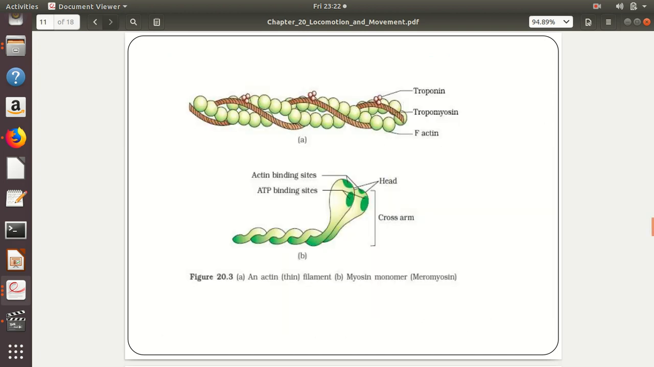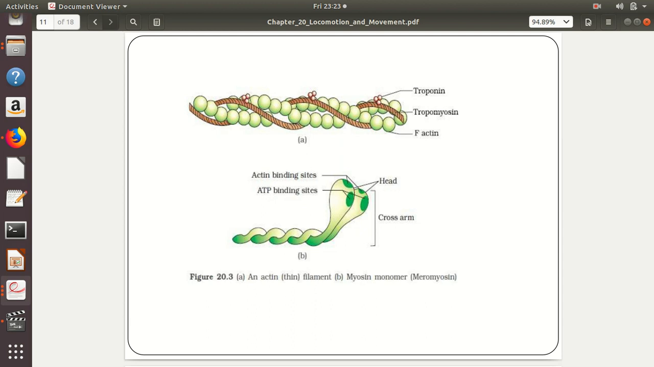Now you can see an actin filament, the thin filament, A, and B is the myosin monomer or meromyosin. In the actin filament, which is a thin filament, you can see the F actins are interwound, and you can also see the tropomyosin. You can notice here and there the troponins are also distributed as per the description of the structure.